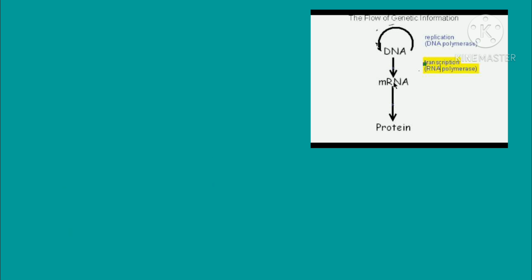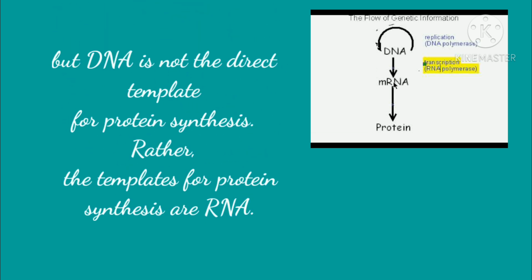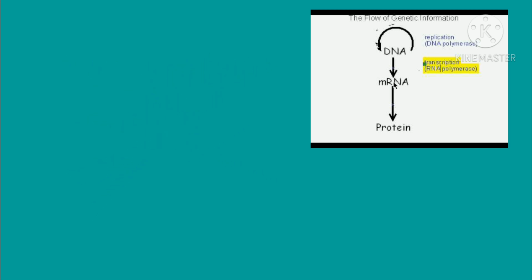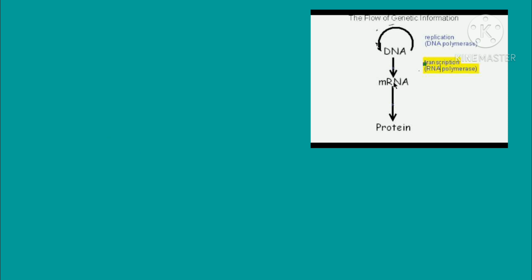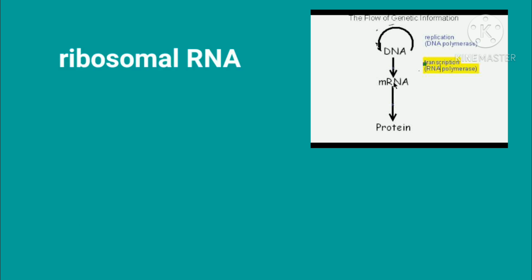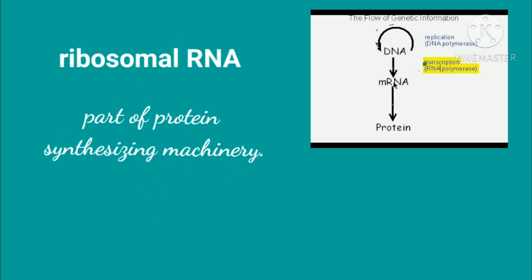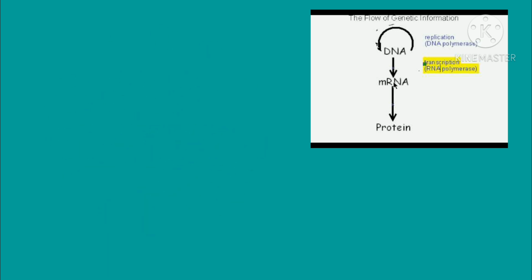new chain. Genes specify the kinds of proteins that are made by cells, but DNA is not the direct template for protein synthesis. Rather, the templates for protein synthesis are RNA. Messenger RNA, ribonucleic acid molecules, are the information-carrying intermediates in protein synthesis. Other RNA molecules, such as transfer RNA and ribosomal RNA, are part of the protein-synthesizing machinery.